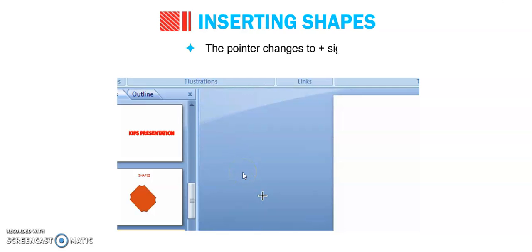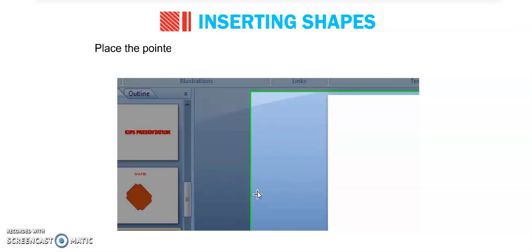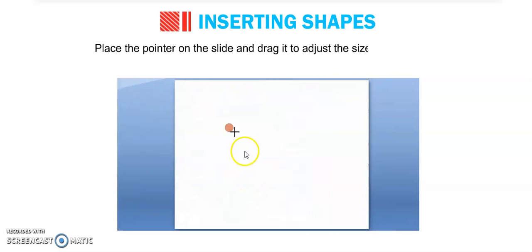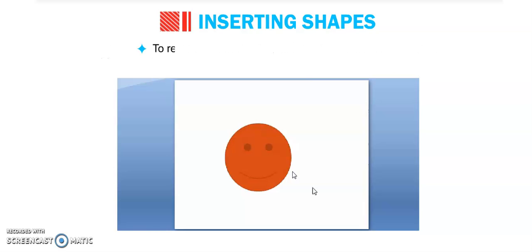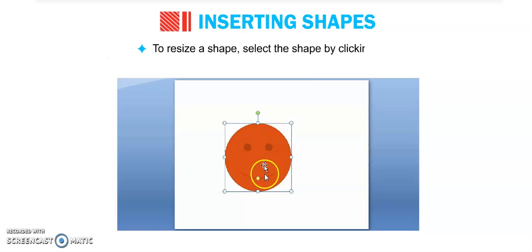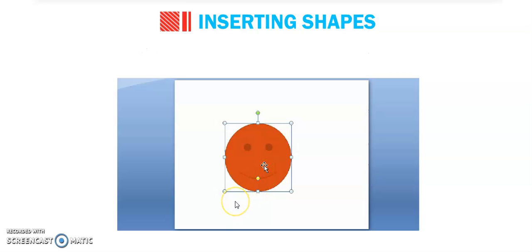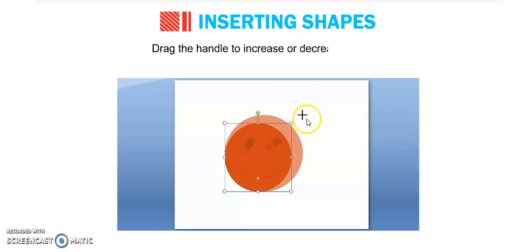The pointer changes into a plus sign. Now we can place the pointer on the slide and drag it to adjust the size of the selected object and shape. To resize a shape, select that shape by clicking on it. Then it will display the 8 handles on the object, as you can see. Then place the mouse pointer on any handle and the pointer changes to a double-headed arrow like this, and drag the handle to increase or decrease the size of the shape.